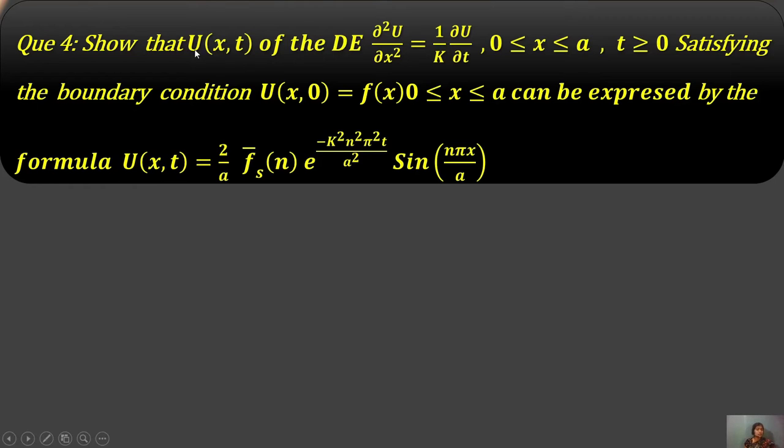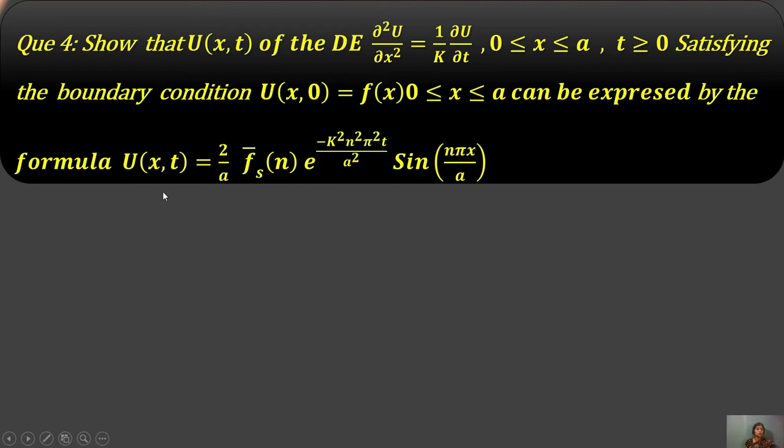Show that u(x,t) is a solution of the differential equation ∂²u/∂x² = (1/k) ∂u/∂t. This is the form of the equation that will be given in some of the numericals, for 0 ≤ x ≤ a and t ≥ 0, satisfying the boundary condition u(x,0) = f(x).